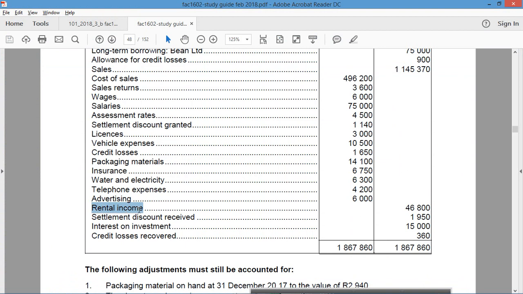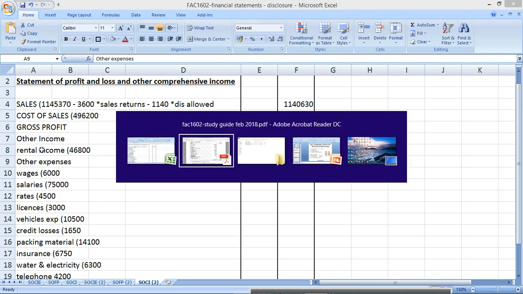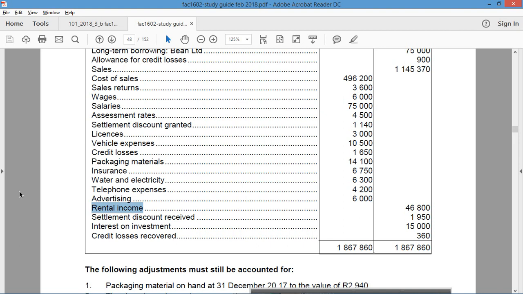Then rental is income. Goes where? Income. 46,800. Yes, 46,800. Settlement discount received is also income.